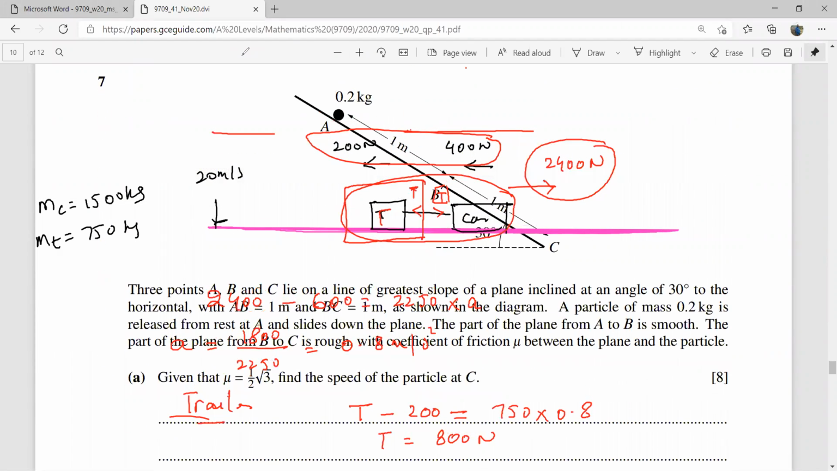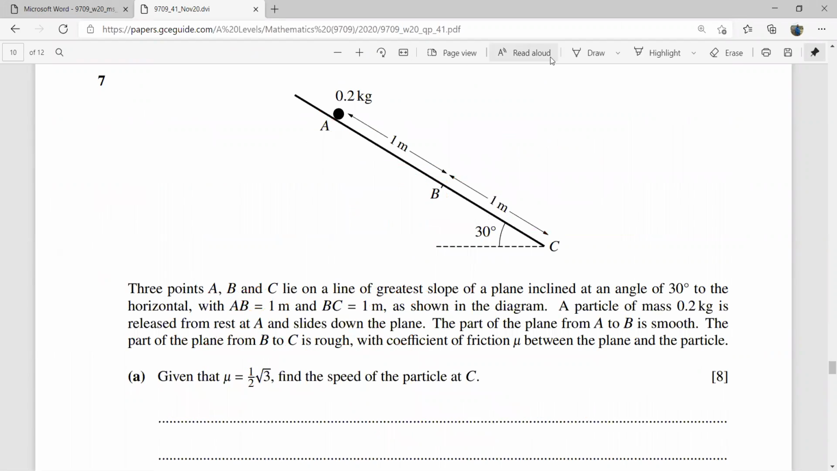Okay, here is this seventh question. The 3 points A, B, and C lie on a line of greatest slope of a plane inclined at an angle of 30 degrees to the horizontal. AB is 1 meter, BC is 1 meter. As shown in the diagram, a particle of mass 0.2 kg. Okay, I have shown the weight downward here.